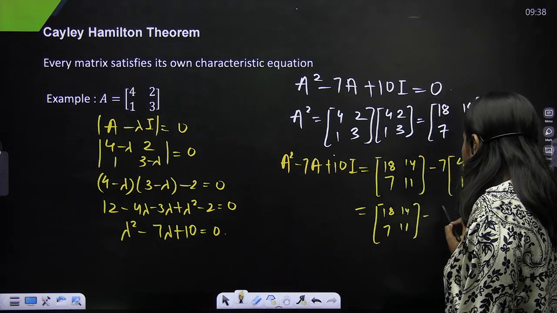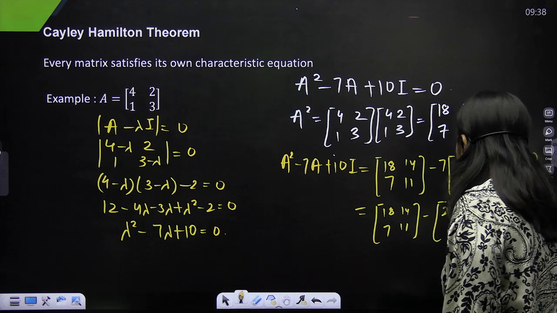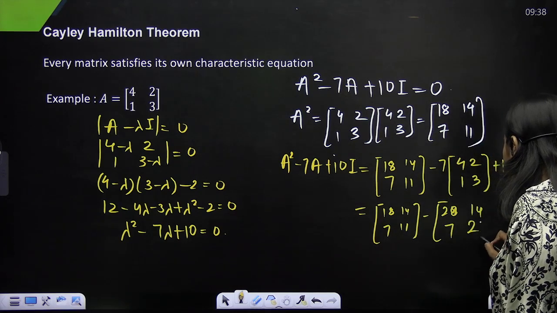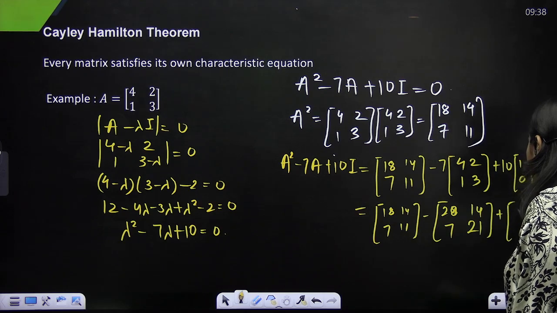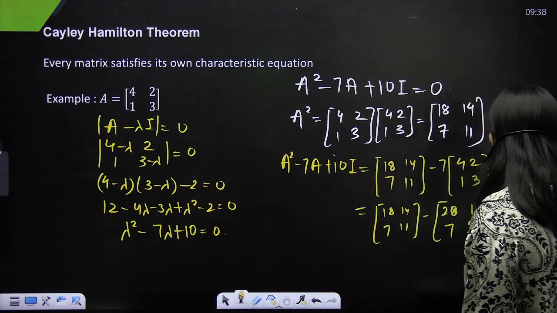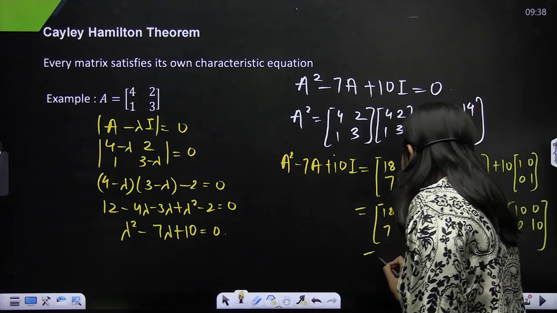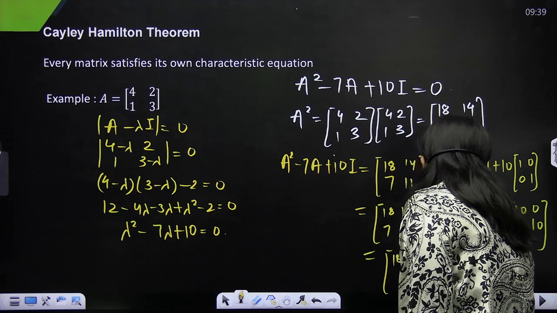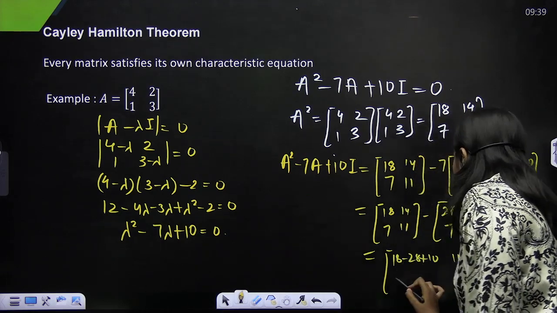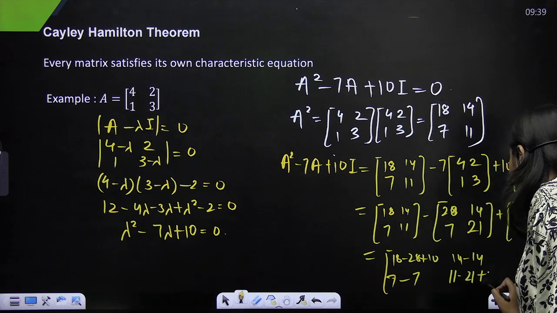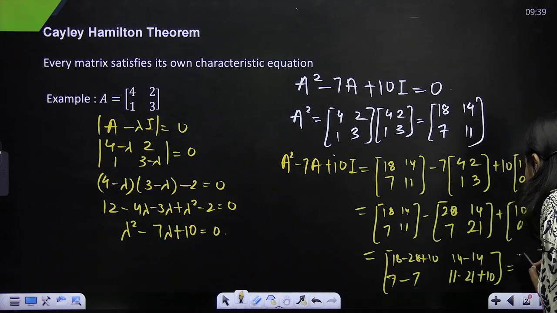I can take 7 inside. 7 4s are 28, 7 2s are 14, 7 1s are 7, 7 3s are 21, plus 10 I am taking inside, [10 0; 0 10]. Now further I'll get 18 minus 28 plus 10, 14 minus 14, 7 minus 7, 11 minus 21 plus 10. So what would I get here? I get a 0 matrix. This is my 0 matrix.